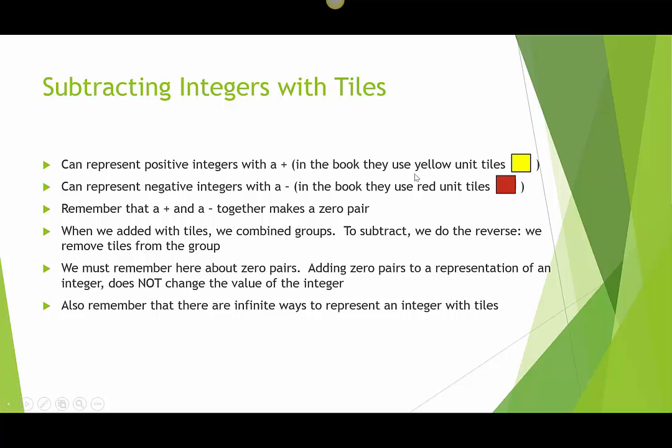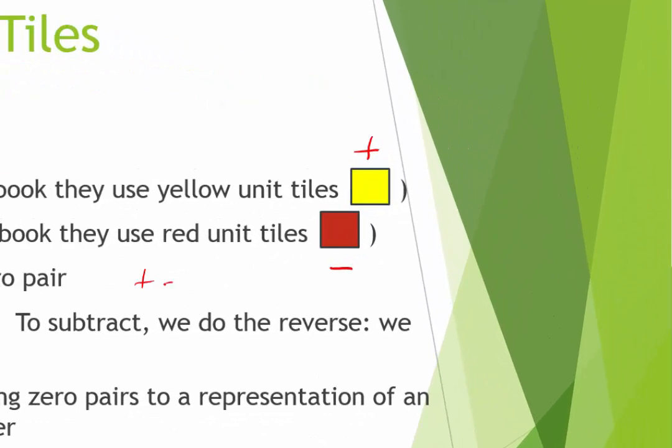Remembering that in the book, our Math Makes Sense book, they use yellow tiles for positive and red tiles for negative. Keeping in mind, though, that I want you to actually write these out rather than wasting time drawing boxes and filling them in with different colors. Also remember that a positive and a negative together make a zero pair because they cancel each other out.